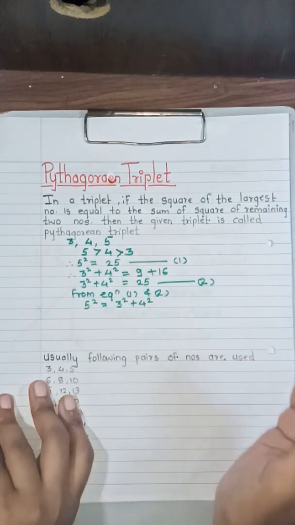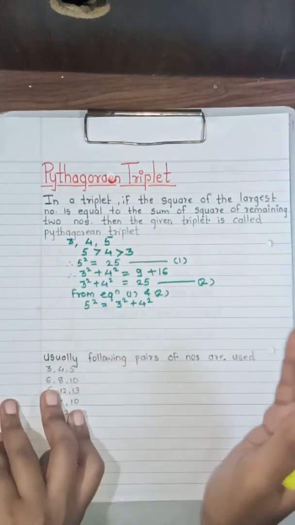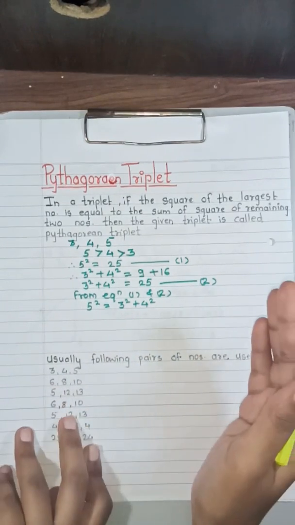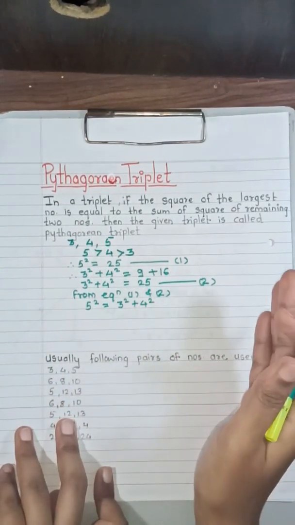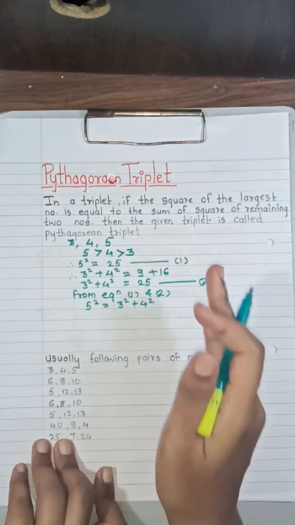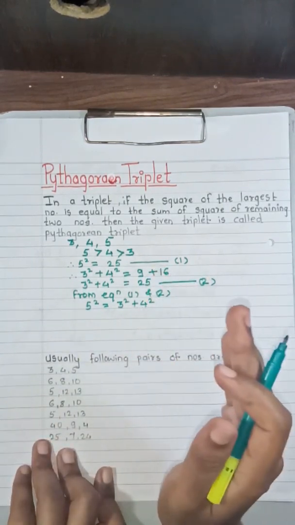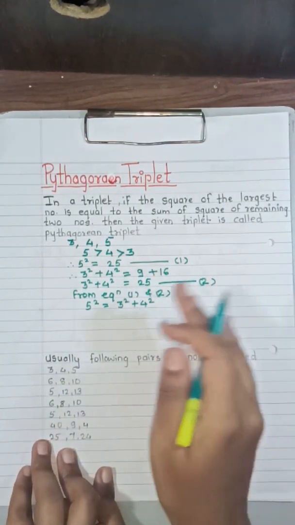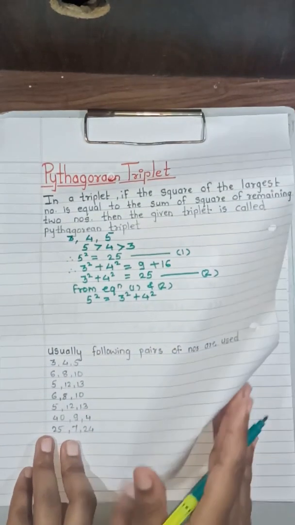Usually the following sets of numbers are used: 3, 4, 5; 6, 8, 10; 5, 12, 13; 7, 24, 25; 40, 9, 41. Okay, these numbers are given as examples of triplets.